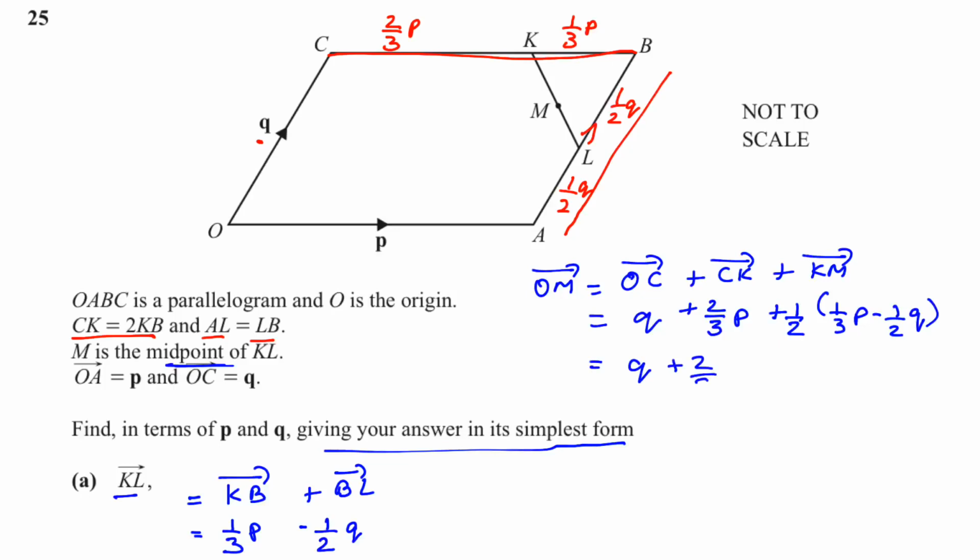Q plus 2/3 P plus 1 over 6P minus 1 over 4Q. Add the like terms together, P with P and Q with Q. You will get 5 over 6P plus 3 over 4Q.